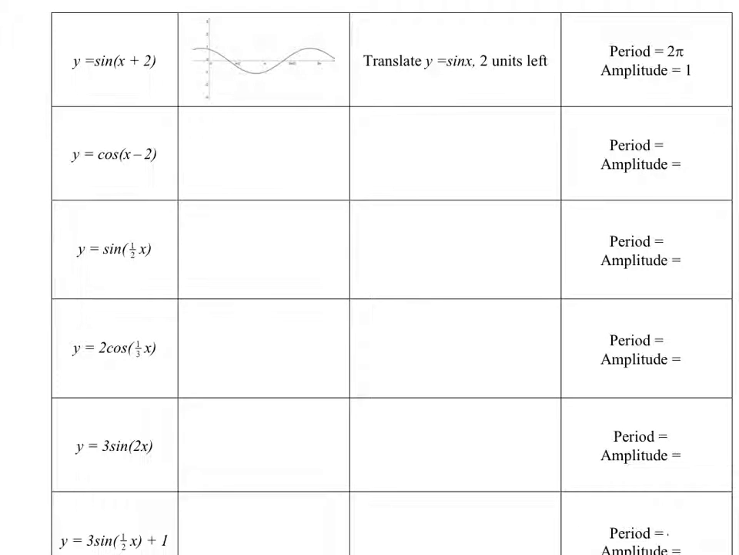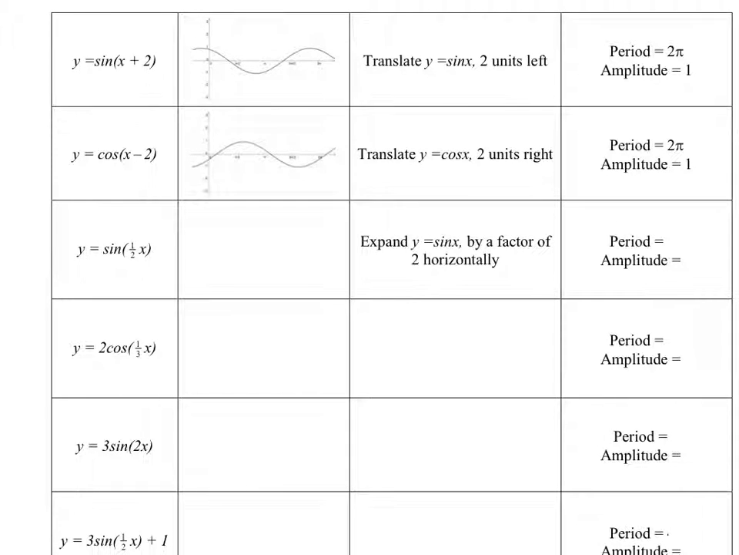Similar kind of thing for cosine of x minus 2, except this time if you replace x with x minus 2, it shifts it 2 to the right. Same period, same amplitude. If you have y equals sine of a half x, replacing x with a half x should have the effect of expanding things horizontally, so stretching it horizontally by a factor of 2.